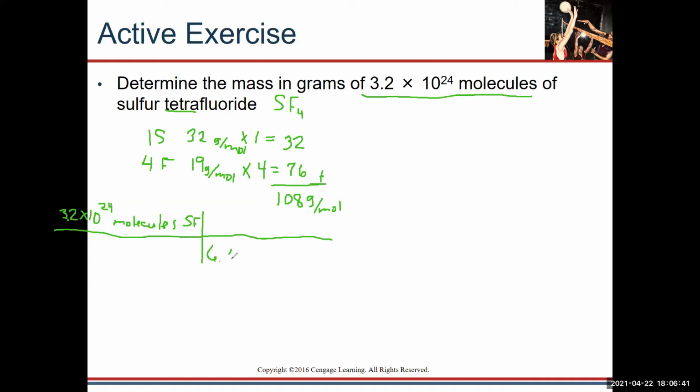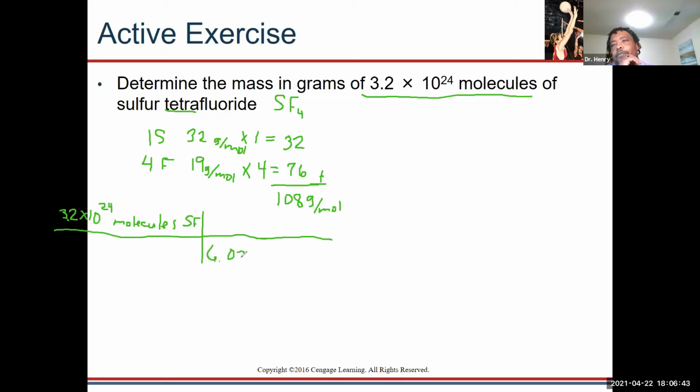6.022 times 10 to the 23rd molecules. Okay, 6.022 times 10 to the 23rd, and that's molecules per 1 mole of SF4.